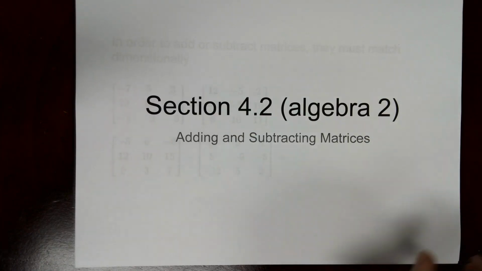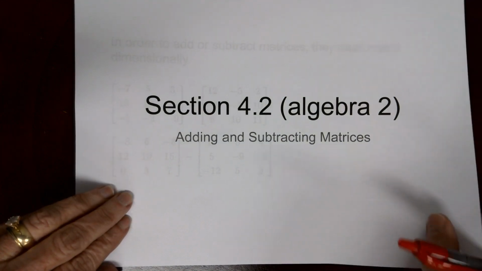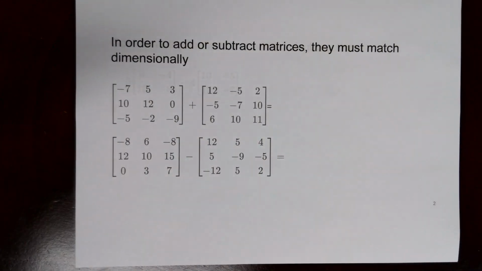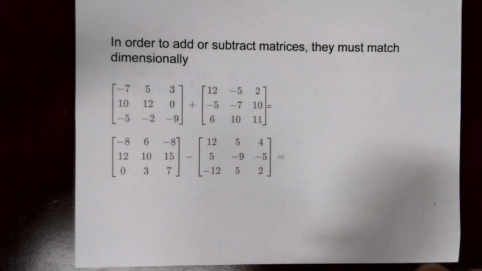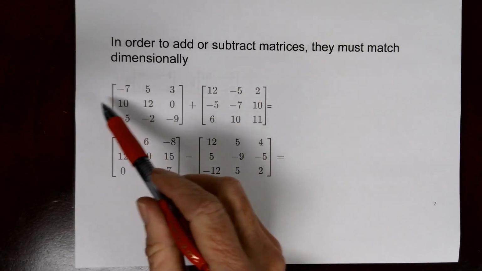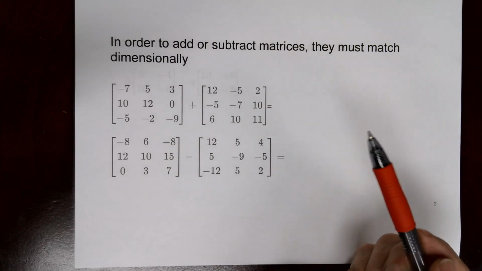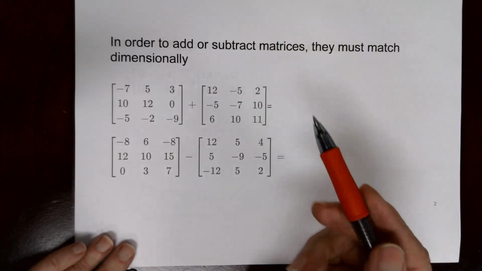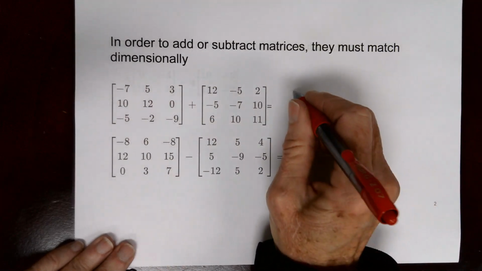Section 4.2 continues our work with matrices, and this is adding and subtracting matrices. In order to add and subtract matrices, they must match dimensionally. So in other words, this is a 3 by 3 matrix, so to add to it, you would have to add another 3 by 3 matrix. You are literally going to take first row, first column, and add it to first row, first column.